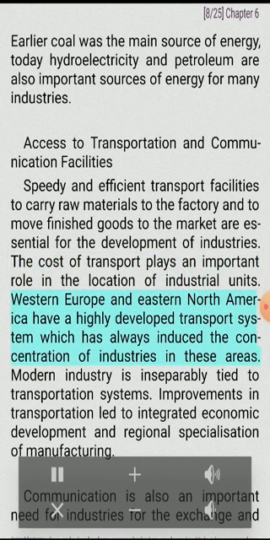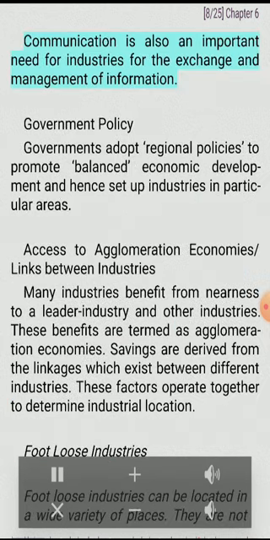Western Europe and Eastern North America have a highly developed transport system which has always induced the concentration of industries in these areas. Modern industry is inseparably tied to transportation systems. Improvements in transportation led to integrated economic development and regional specialization of manufacturing. Communication is also an important need for industries for the exchange and management of information.